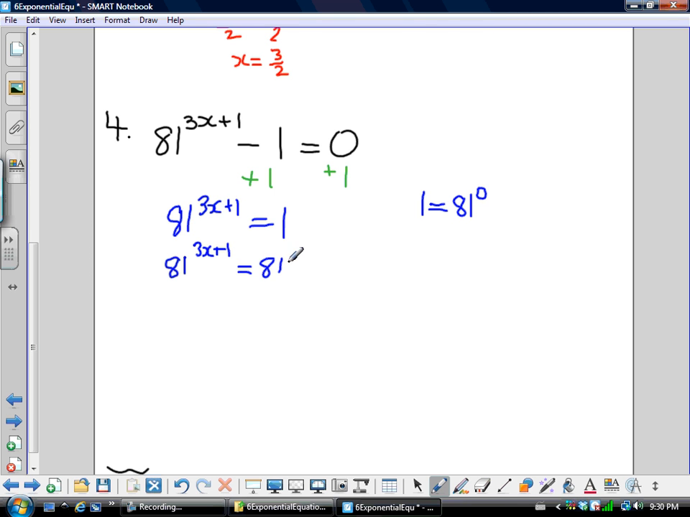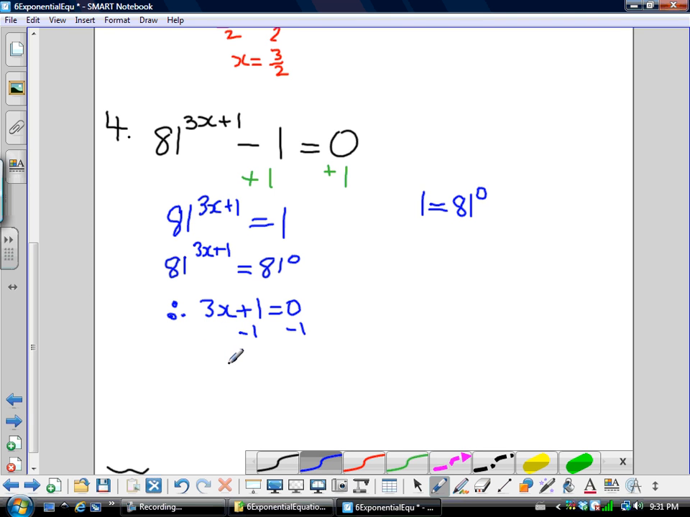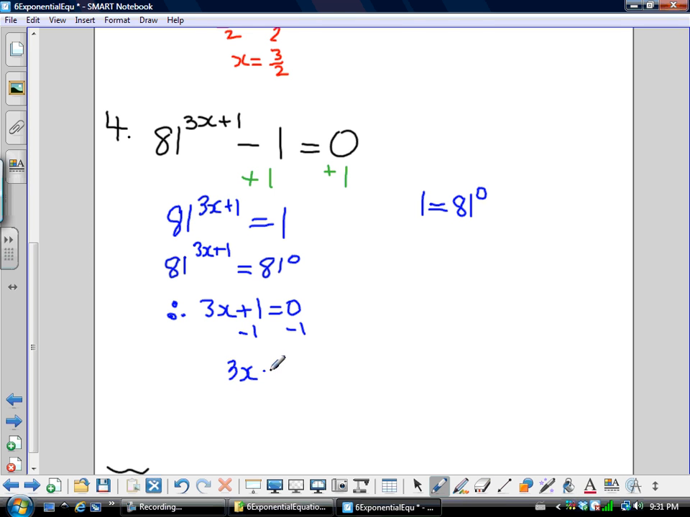Now you can see that our bases are the same. They're both 81. Therefore, that means that the 3x plus 1 has to equal 0. Okay? So you can see that this question now is, again, no harder than the other questions. So we're going to subtract 1 from both sides. And sorry about putting that little dot there. There we go. And when we do that, we end up with 3x equals negative 1. And finally, divide both sides by 3. So we end up with x equals negative 1/3.